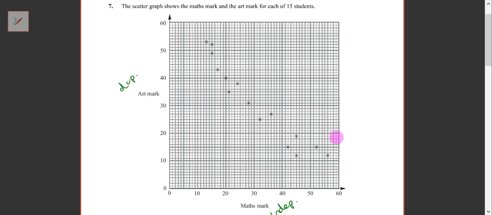Okay. But we've got to do a line of best fit. But before we do that, there's got to be something added to this graph. What is it? The mean point. Okay. We've got some work to do.